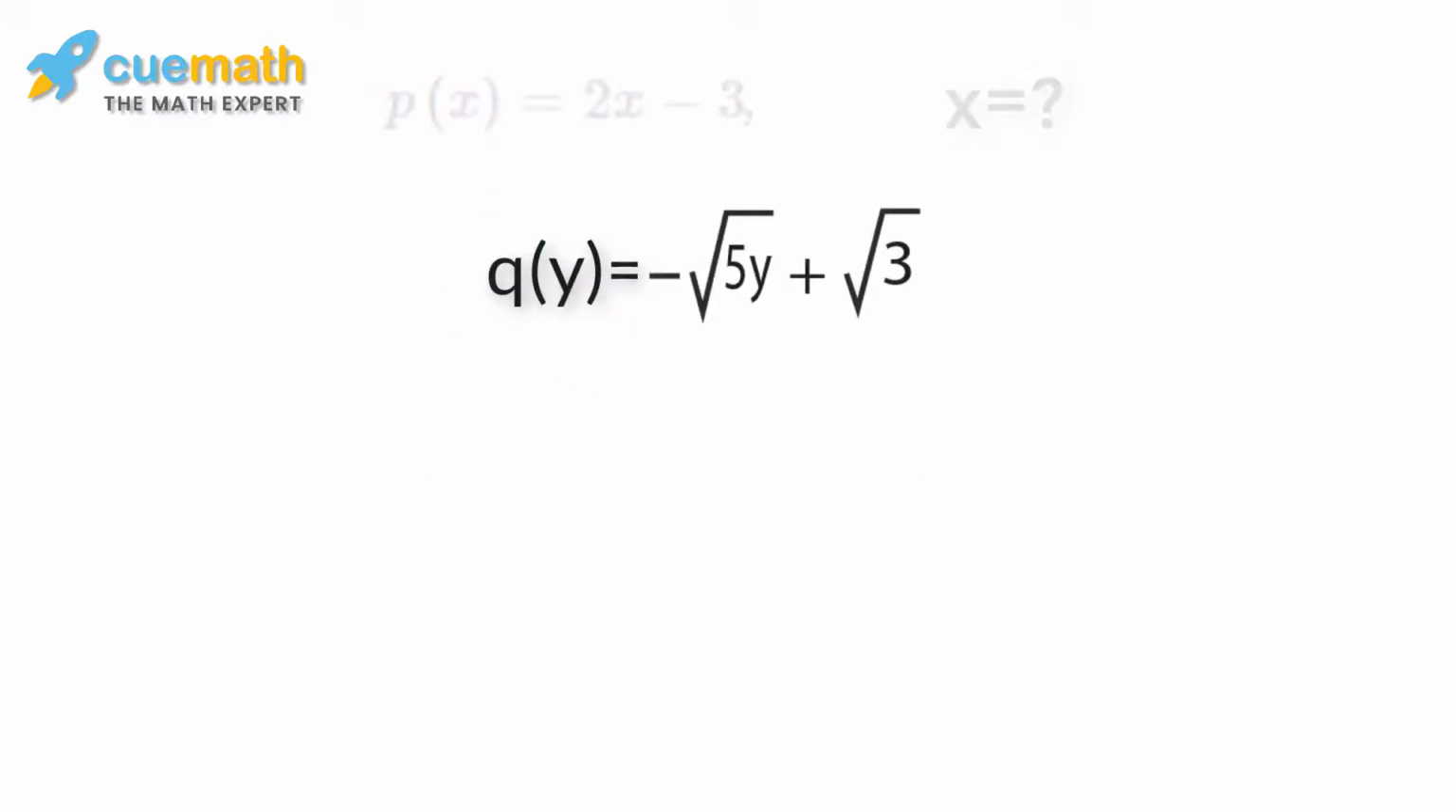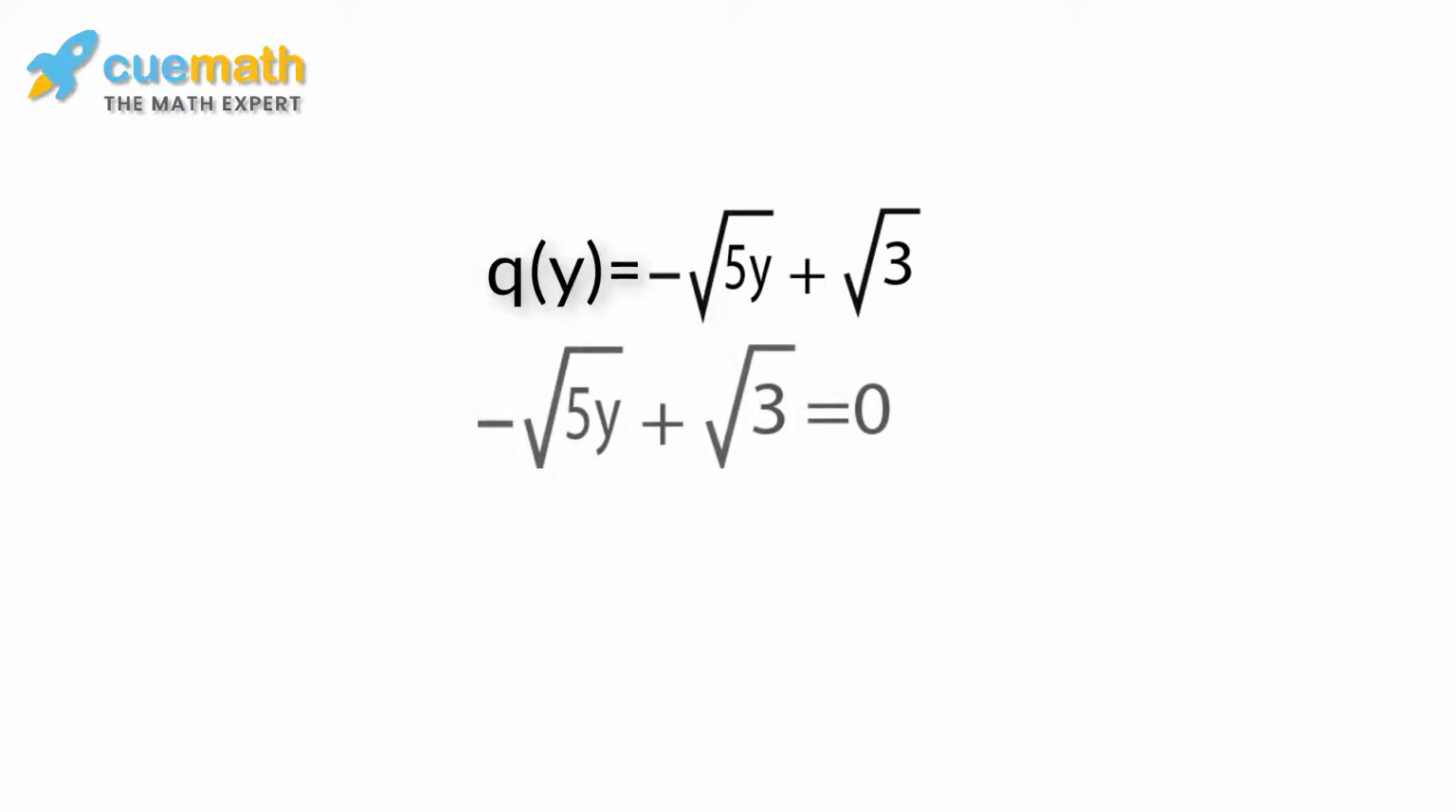Let's take one more polynomial as an example, where we have q of y equals negative square root of 5 y plus square root of 3. Again, we'll have to find the value of the variable y for which the polynomial q of y equals 0. For that, q of y equals 0, or in place of q of y, we can substitute negative square root of 5 y plus square root of 3 equals 0. Rearranging the terms, we get y equals square root of 3 over square root of 5.